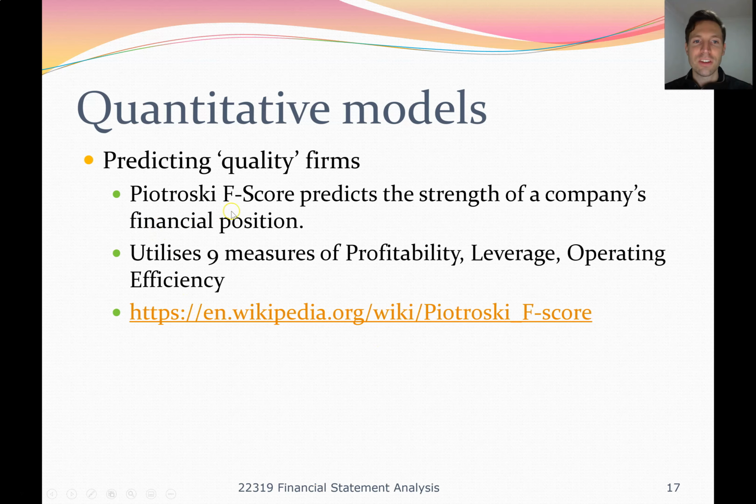And accounting professor Petrosky, he created what's called an F-score, different to the F-score from the prior paper, and this one predicts the strength of a company's financial position, and it utilizes 9 measures of profitability, leverage, and operating efficiency. If you can remember back to your accounting B, or when we discussed basic DuPont analysis, it breaks down a firm's financial performance into profitability, leverage, and operating efficiency, which includes asset turnovers and profit margins. So he's created these different financial ratios and put them together into a model.